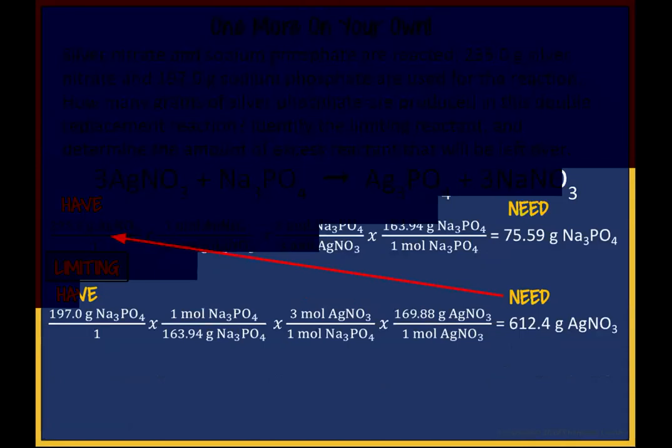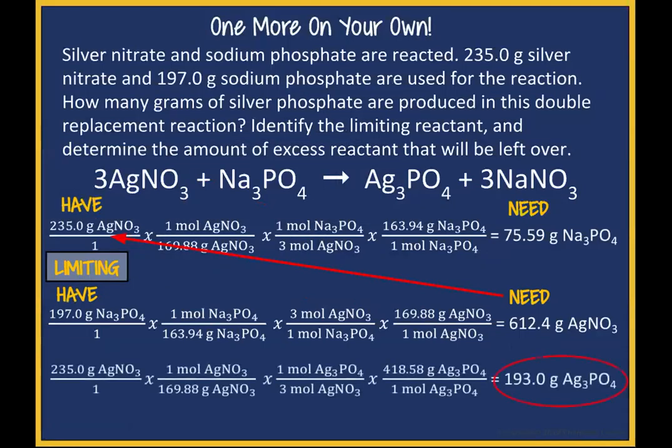out how many grams of silver phosphate, the Ag3PO4, is produced. So we're going to start with our limiting, which is the 235, change it to moles. So the 169.88 comes from the periodic table. The 1 and the 3 come from the balanced equation. Change it back to grams. The 418.58 comes from the periodic table. And we get 193 grams of silver phosphate produced in this double replacement reaction.